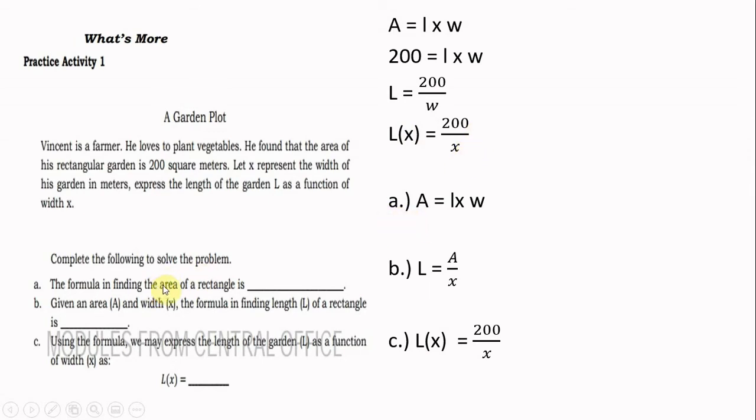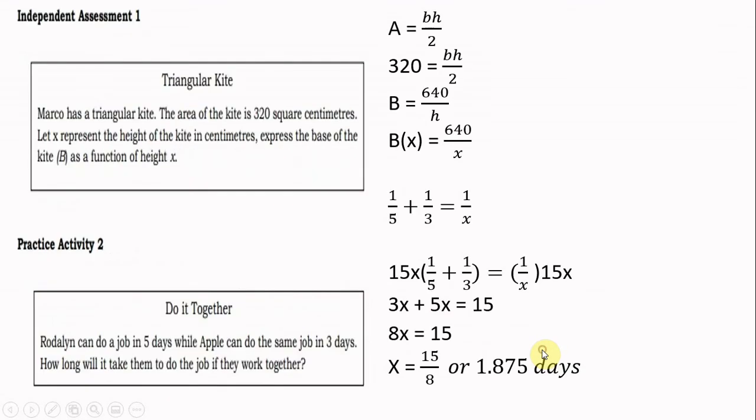So letter A, the formula in finding the area of the rectangle is area is equal to length times width. And B, given an area and a width of x, the formula in finding the length of a rectangle is length is equal to area divided by x. So let us say using the formula, we express the length of the garden L as a function of width x. So this is the answer, 200 over x.